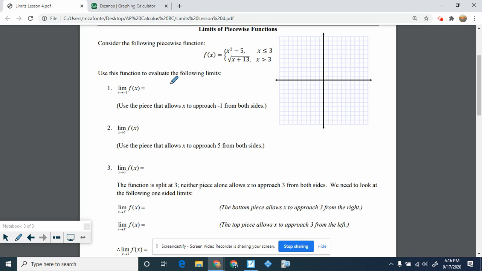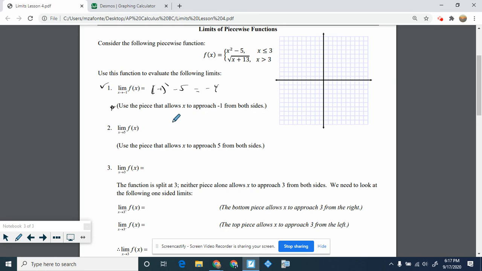So I would plug into the top. If I did that, I'd get -1 squared minus 5. 1 minus 5 is -4. That's my answer. All right, let's do another one. It's a pretty cheesy one. Notice the key here. I probably should have had you write that down, but I wrote it down for you. The key is to use the piece that allows x to approach -1 from both sides.